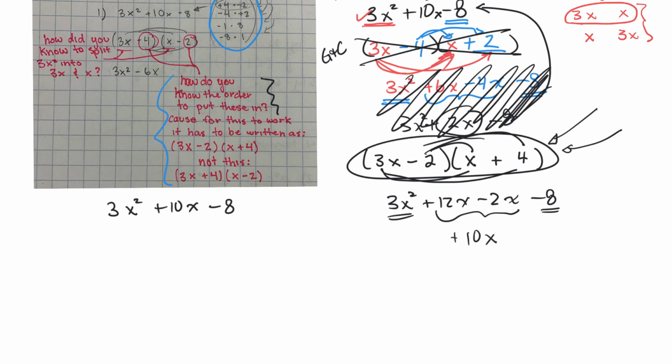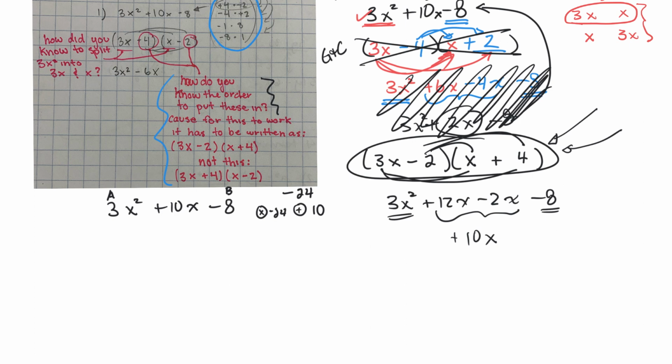So if you're doing the AC method, you'd multiply this term that's at the first, we call that an A, by the last term that doesn't have an x in it. So A times C, 3 times -8 is -24. So I'm looking for two numbers. They need to multiply to -24, and when you add them together, it needs to come out to a positive 10.